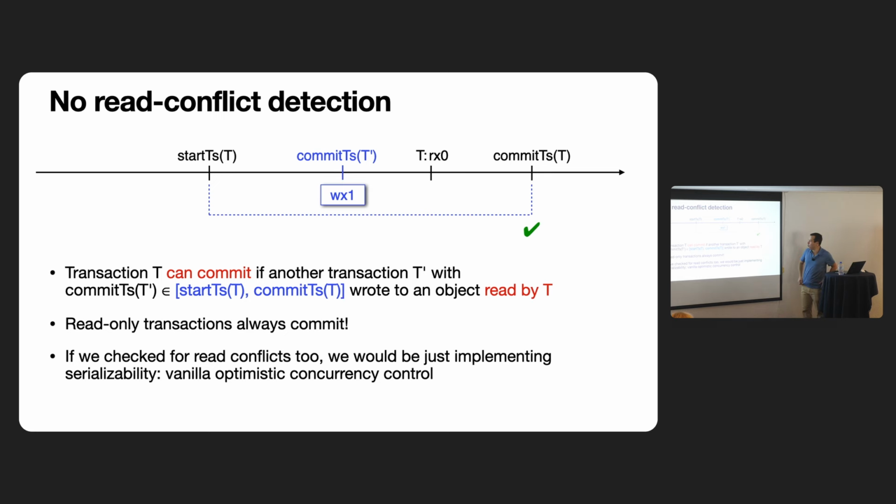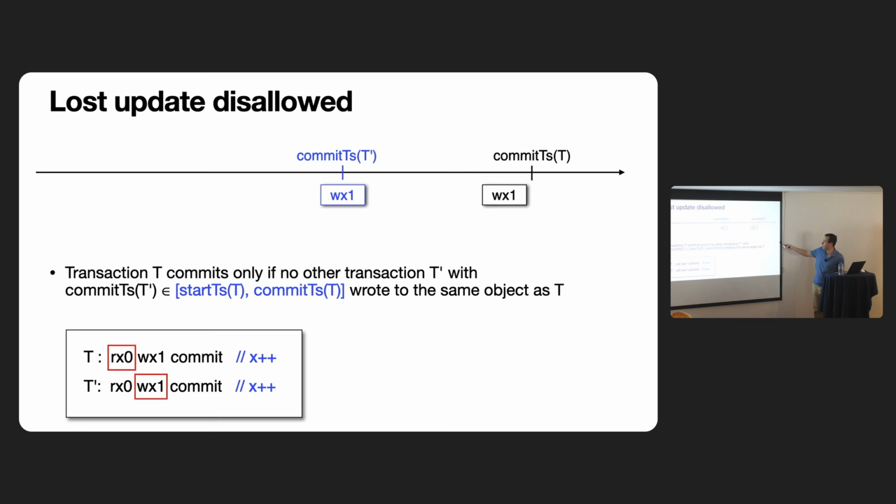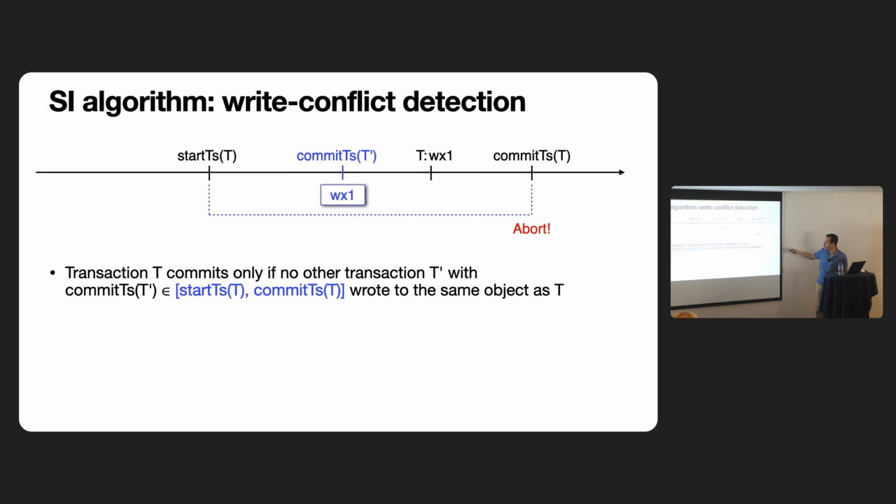Okay, now if Panagiota is confused, then I guess I should go slower. No, sorry, it can, but in this case, T will abort. Let me go over the rule again. Sorry. So the rule is, when I want to commit T, I assign it a commit timestamp. I'm attempting to commit it, and then I look at this interval and see, has there already been a transaction that committed in this interval and wrote to the same object as T? If there is such a transaction, I abort T, so I throw it away. Panagiota hasn't finished nodding, so let's, yes, okay, fine.